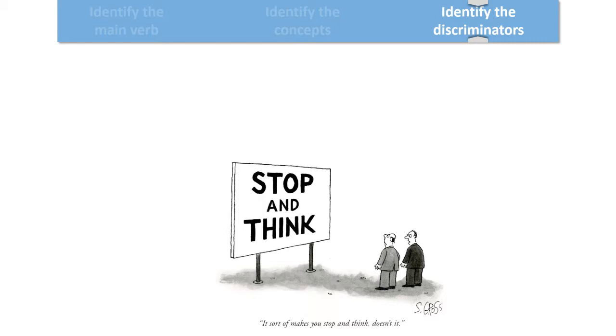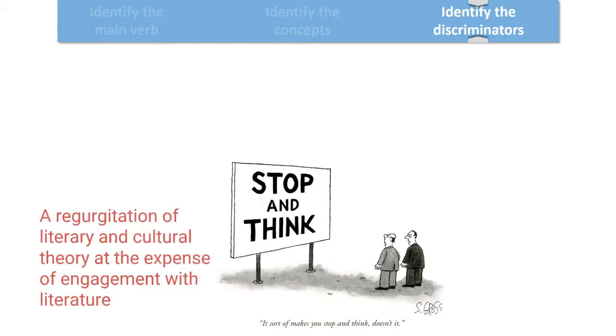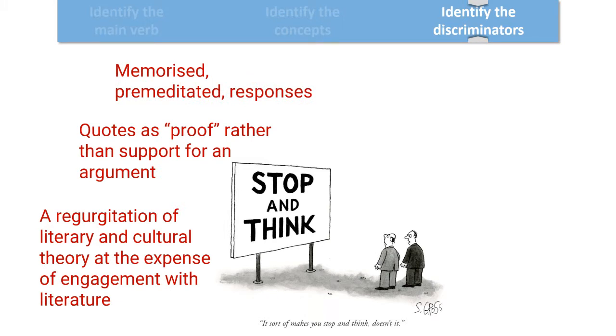And this is where you stop and think. Now, what's a discriminator? A discriminator is a part of the question that enables the students who really know their stuff to be able to shine. It's there to prevent this. It's there to stop you regurgitating literary and cultural theory at the expense of engagement with literature. Too often in exams, some students get lost in psychoanalytical theory or Marxist theory or feminist theory while having a bit of a shallow understanding of that and not even talking about their text.